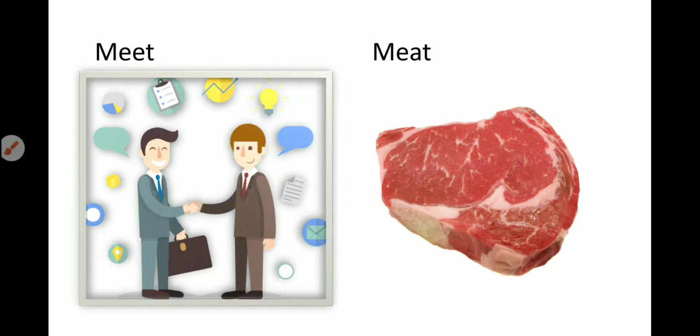Let's look at these pictures. We have meet, we have M-E-E-T and we have M-E-A-T. Meet. The first meet represents a situation where you are meeting someone, where you are getting acquainted with someone, you are getting to know somebody, you are coming into the presence of somebody or something, okay?